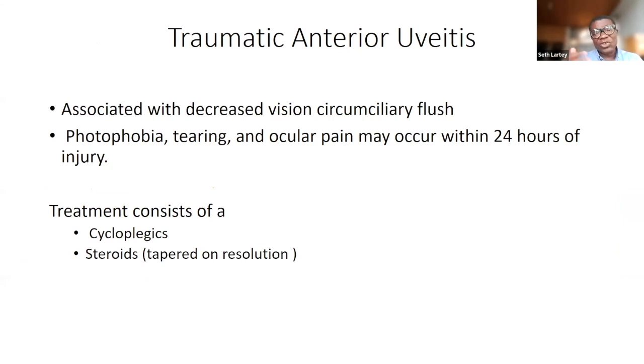Blunt injury causes traumatic anterior uveitis, usually within 72 hours after the injury, 48 to 72 hours. Typical anterior uveitis symptoms are circumciliary flush, photophobia, tearing, and pain. And the treatment is as you treat any uveitis, with cycloplegia and steroids.